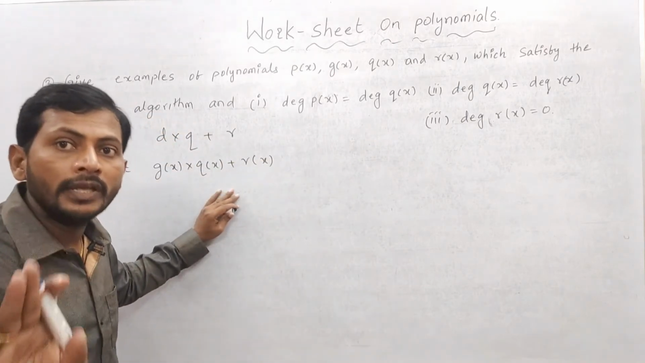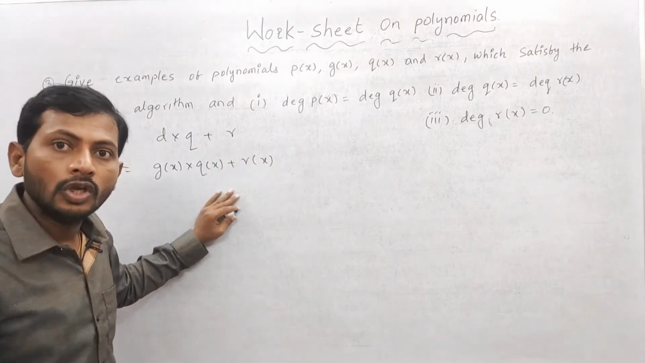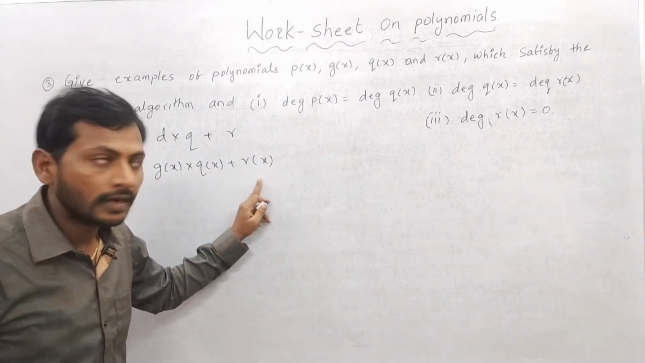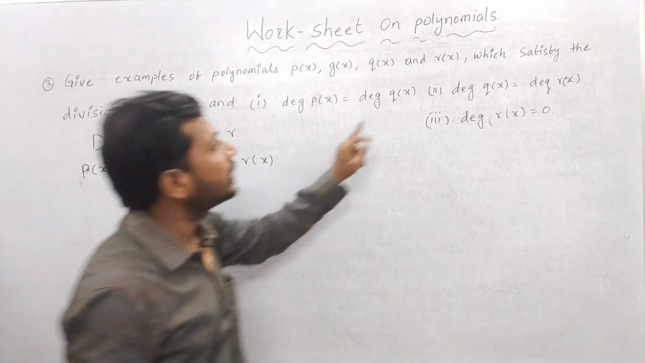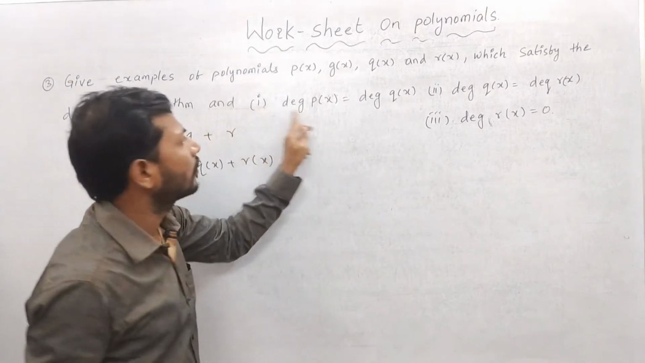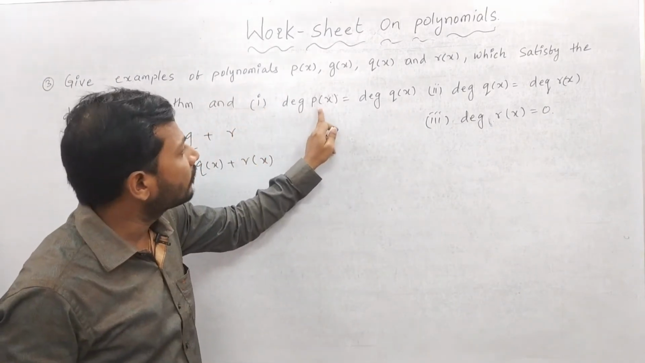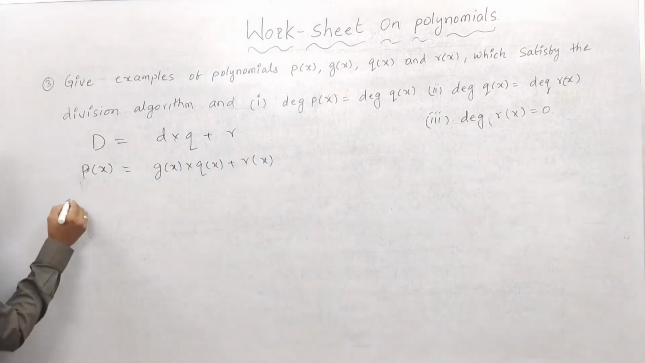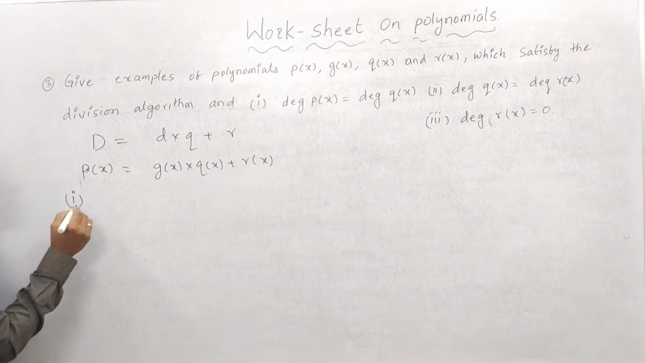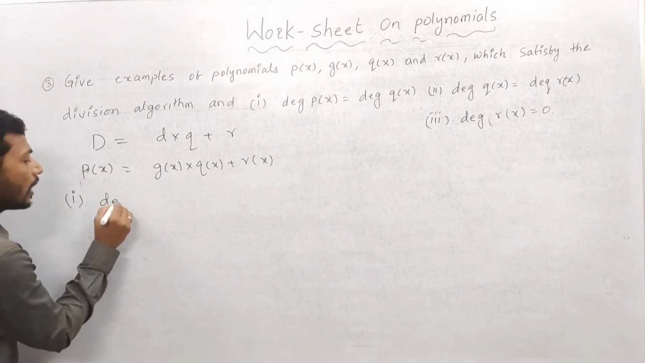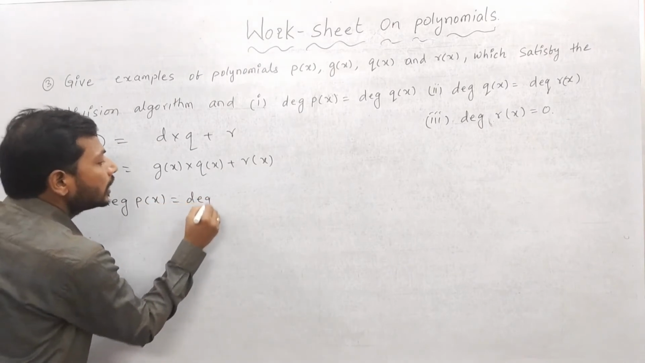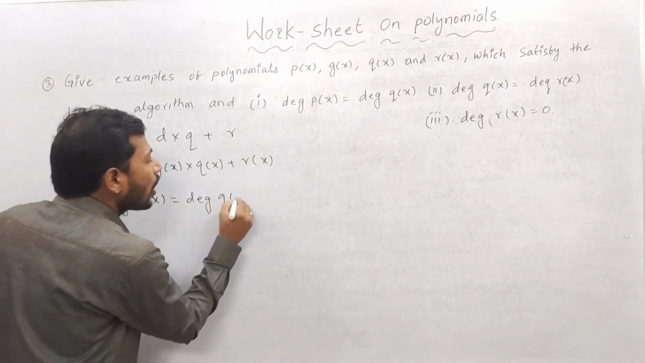Whatever examples you give should satisfy this condition. And one more condition. What is that condition? First I am going to take the first one: degree of p of x equal to degree of q of x. Very good. So I am going to solve the first question. What is that condition? Degree of p of x equal to degree of q of x.